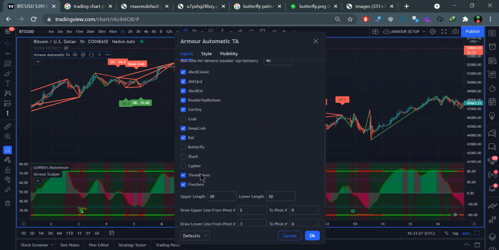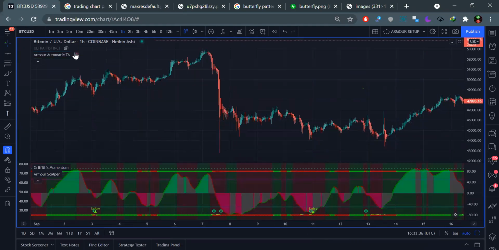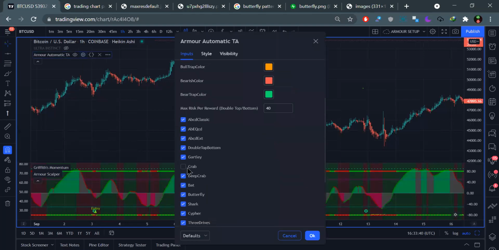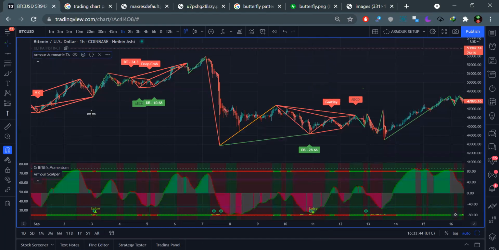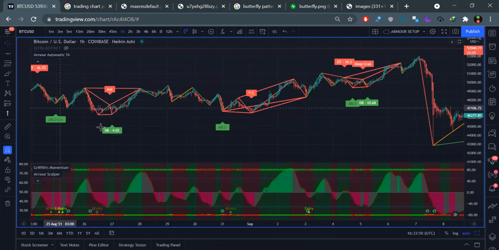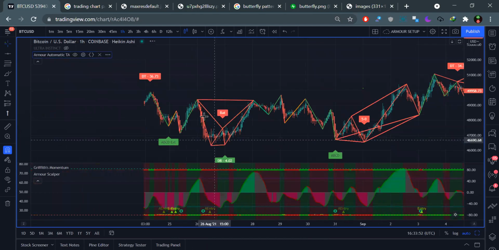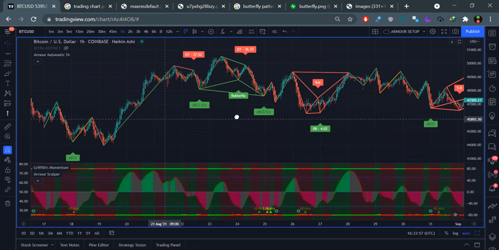You know, let me enable short cipher. Some pattern is giving a problem in the code. Maybe cipher. Is it cipher? Looks like yeah, it's cipher. Showing us. Yeah, here's a bat. Very similar to a double bottom, perfect double bottom and bounce. Wow. Here's the butterfly.